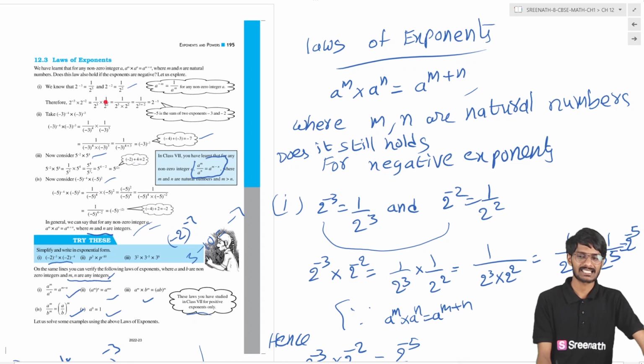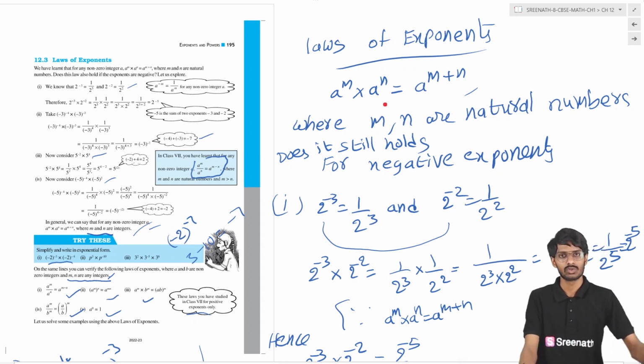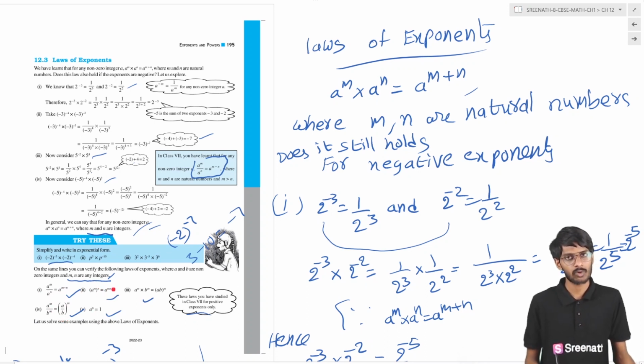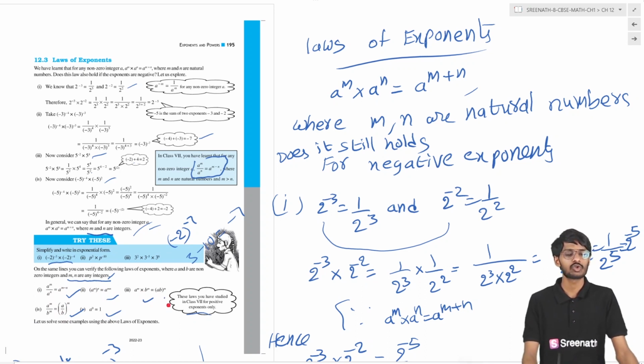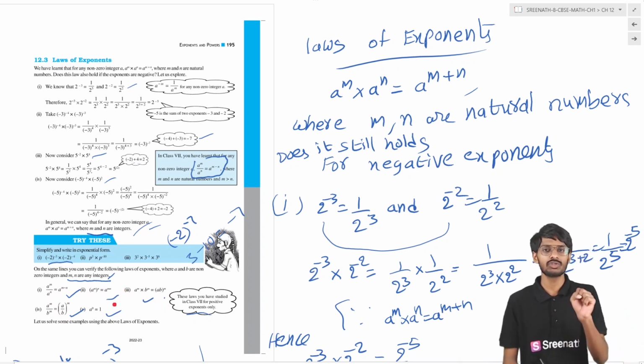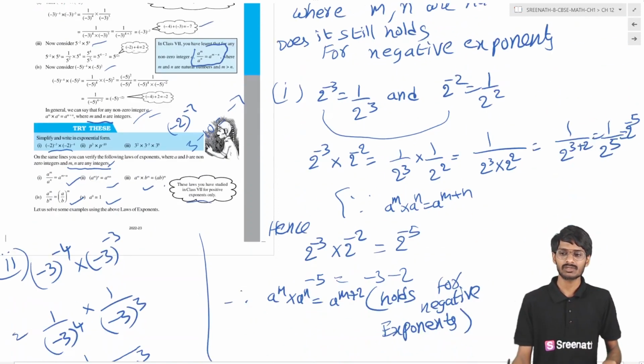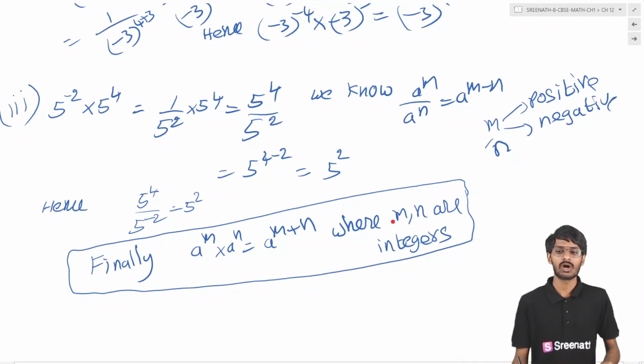But after doing these examples, even though this law held for natural numbers in the previous class, it holds for integers too, for positive and negative numbers. So there are all these laws: a power m by a power n equals a power m minus n, a power m by b power m equals a by b whole power m, a power 0 equals 1, a power m whole power n equals a power m into n, a power m into b power m equals a b whole power m. Here what we have discussed is that all these are valid for integers, which means for positive integers and for negative integers. So that's what we have learned here, students.